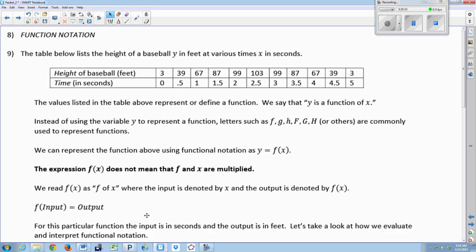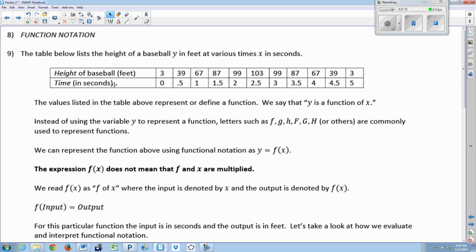So this table below is going to give you the height of a baseball in feet, that's the units, at x seconds. So the values listed in the table above represent or define a function. If you give me a time, I can look at the fact that at 1 second, I'm at 67 feet above the ground. Okay, so that is well defined. I'm not at multiple feet above the ground at 1 second. I'm at one and only one height above the ground.